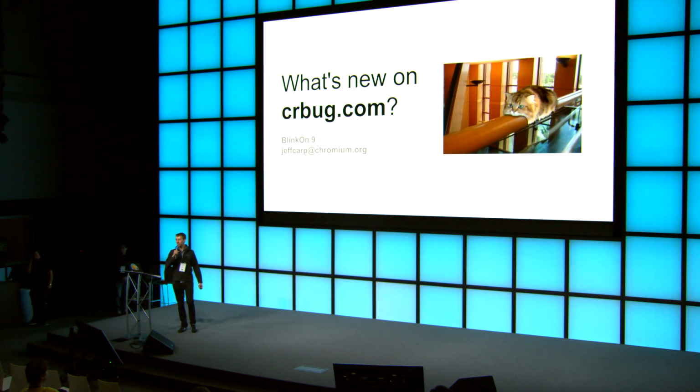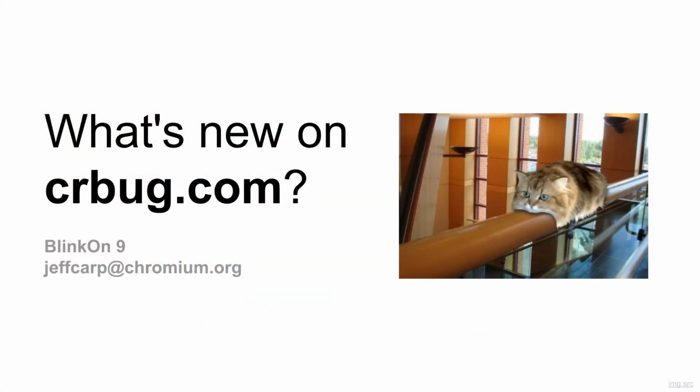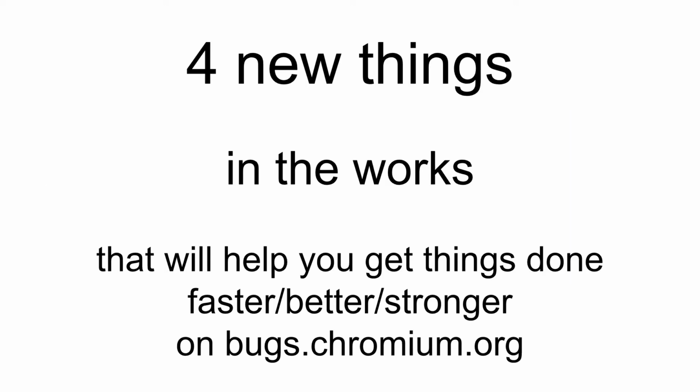Hi, my name is Jeff Carpenter, and I'm also an engineer on the Chrome operations team. Today I'm going to be talking to you about what's new in crbug.com, aka bugs.chromium.org, aka Monorail. That's why there's a Monorail cat on this page. As I just said, there are 4 new things in the works that I'm going to talk to you about that will help you hopefully get things done better, faster, whatever definition of better you choose on the bug tracker.